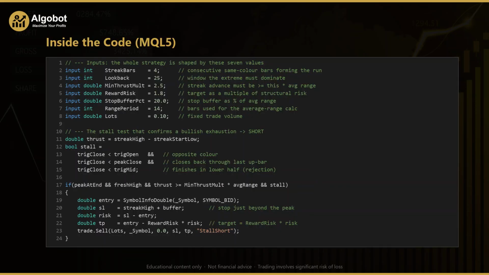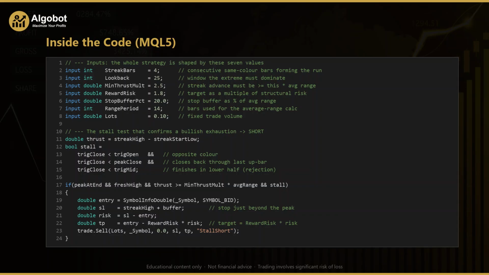Here's the heart of the expert advisor as it looks in MetaEditor. At the top are the 7 inputs that shape every decision. StreakBars is how many consecutive same-color candles make a valid run. Raise it, and you demand a longer, cleaner streak. Look back is the window behind the streak that the extreme must dominate, so a larger value insists on a more significant high or low.